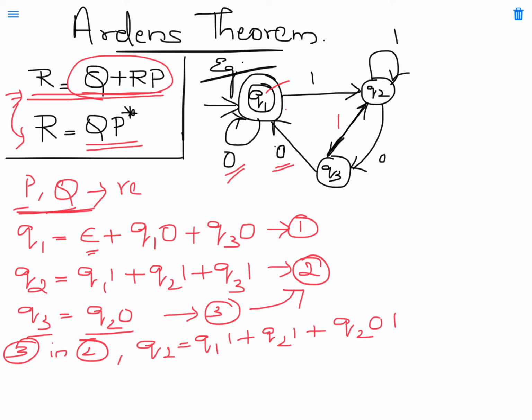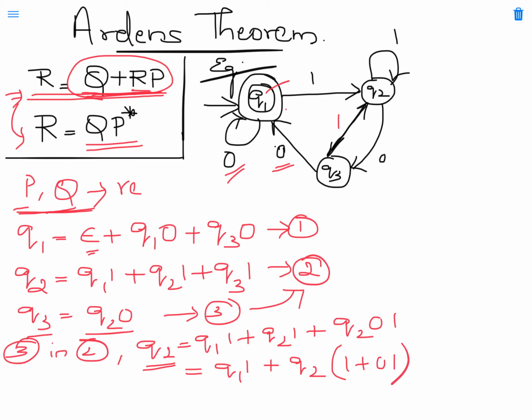Then try to transform this equation to the format R is equal to Q plus RP. So here R is Q2. The second term you have to start with the same Q2 value, so you can rewrite it as Q1 1 plus Q2. Q2 can be considered as R. So take Q2 from both terms outside, 1 plus 0 1.